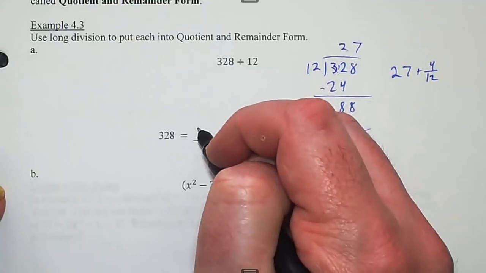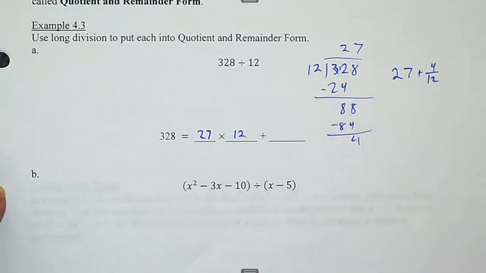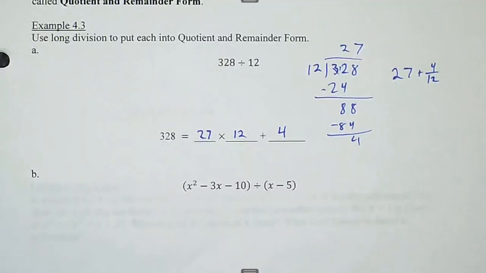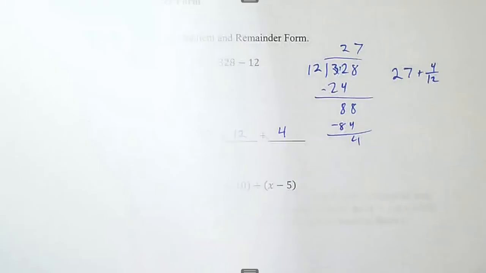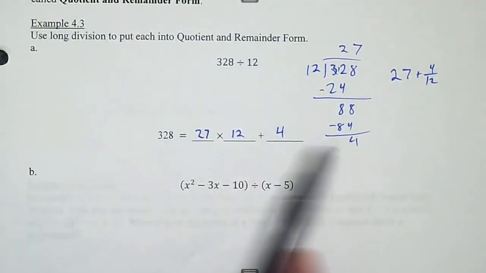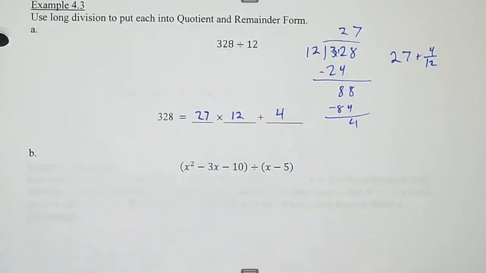as 27 times 12 plus 4. In the same way that, if I say 8 divided by 2, and you say, well, that answer is 4, and I say, how do you know? You say, because 4 times 2 is 8, right? So 328 divided by 12 is 27 with the remainder of 4, because 27 times 12 plus 4 is 328.